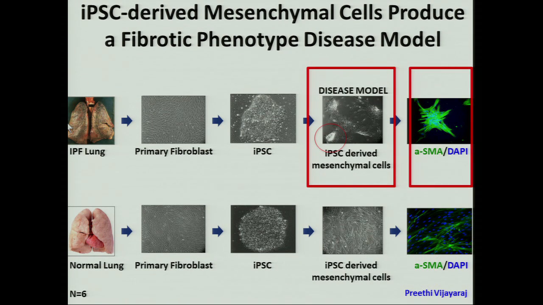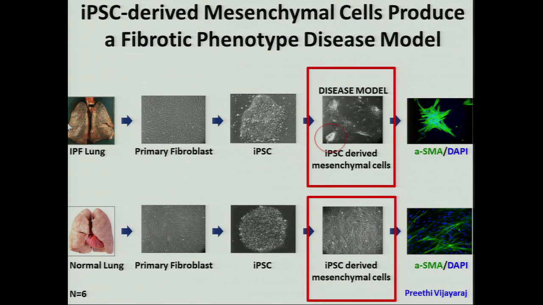Thus, we believe that reprogramming into iPSC and activation of these embryologic pathways provides a necessary stimulation for generation of this fibrotic phenotype. As a control, we took normal lung tissue and did the exact same thing and redifferentiated. However, we did not see this fibrotic phenotype as seen in this homogeneous appearance of the culture here.